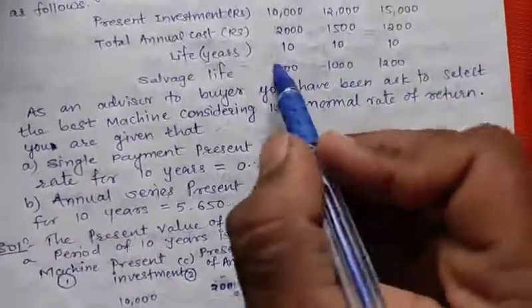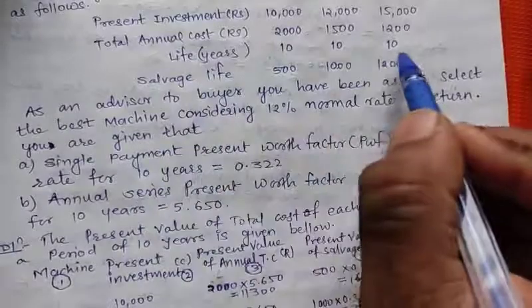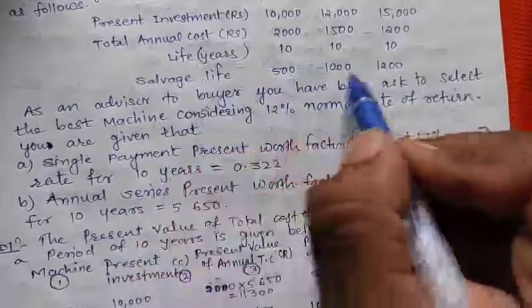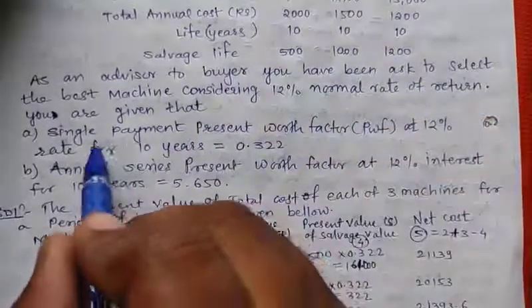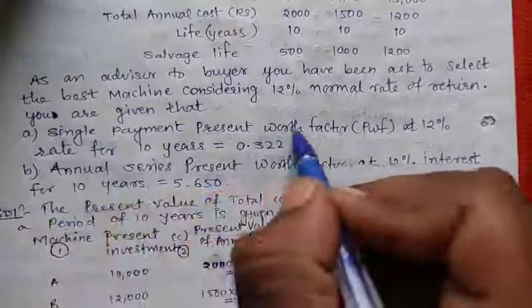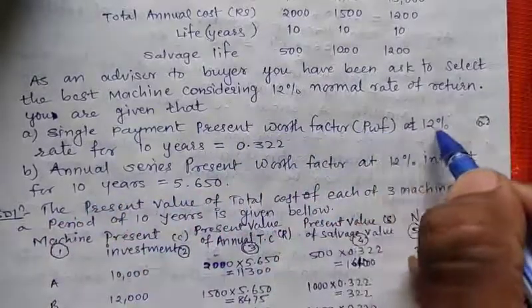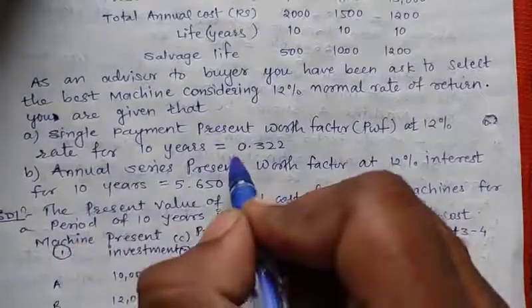Next we have given the life in years, and next we have given the salvage value, and here we have given the single payment present worth factor at 12% rate for 10 years is equal to.